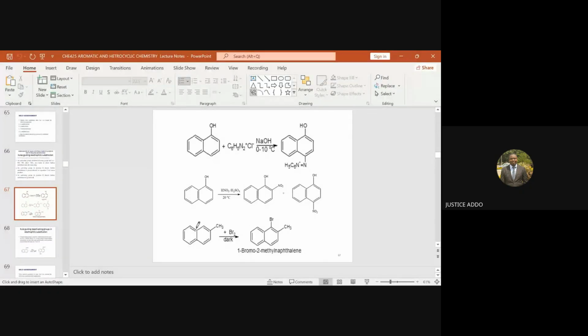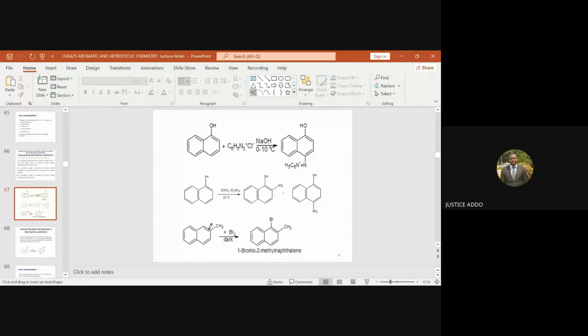And in the last example here, because the group here is not on position 1, but on position 2, what we are saying is that it can only form one product, unlike this one where we have the ortho and para. One product in the sense that position 1 becomes an active site where it can direct the incoming group, that's the bromine.